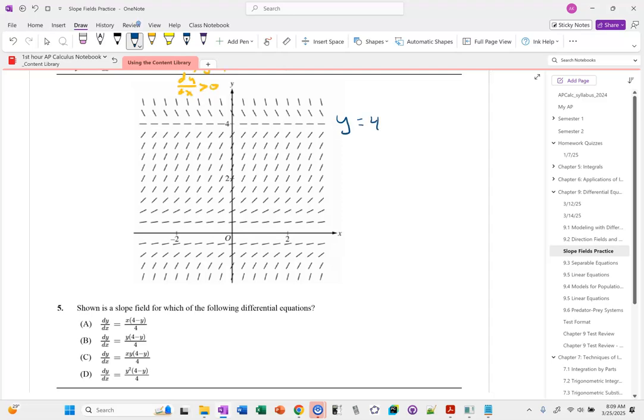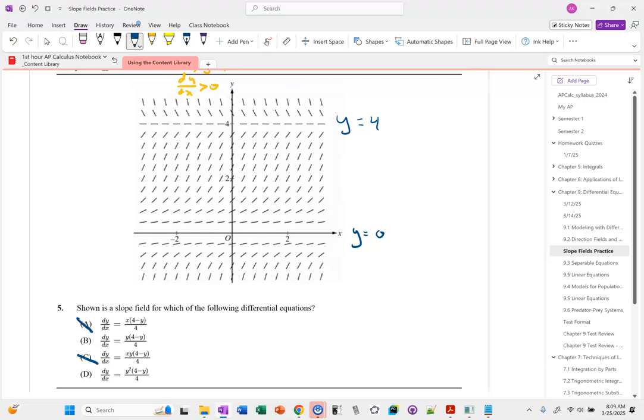So y equals 4 is an equilibrium value. Y equals 0 is an equilibrium value. Do we see any vertical ones, though? No, right? So I can immediately eliminate A and C as possibilities. You guys agree with that? Because those have equilibrium values at x equals 0, and I do not see that in my slope field. So far, so good. Okay.